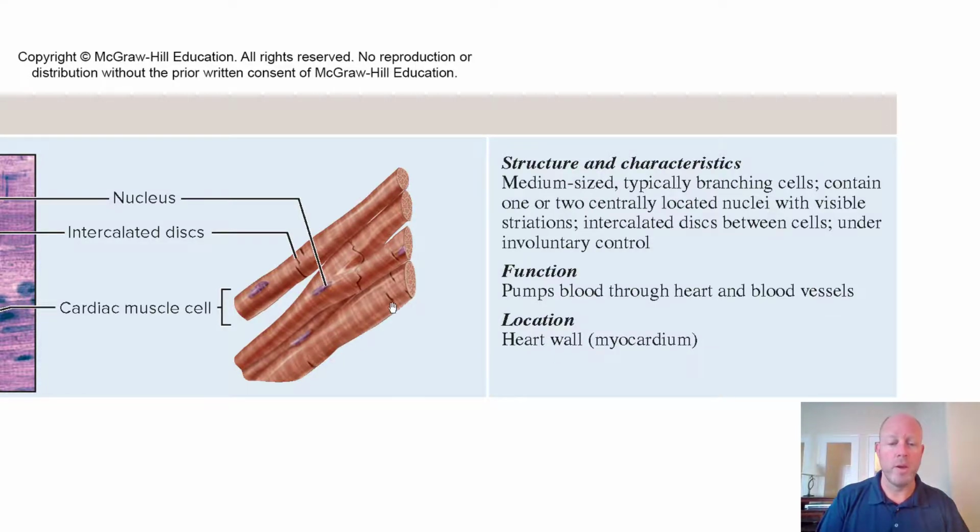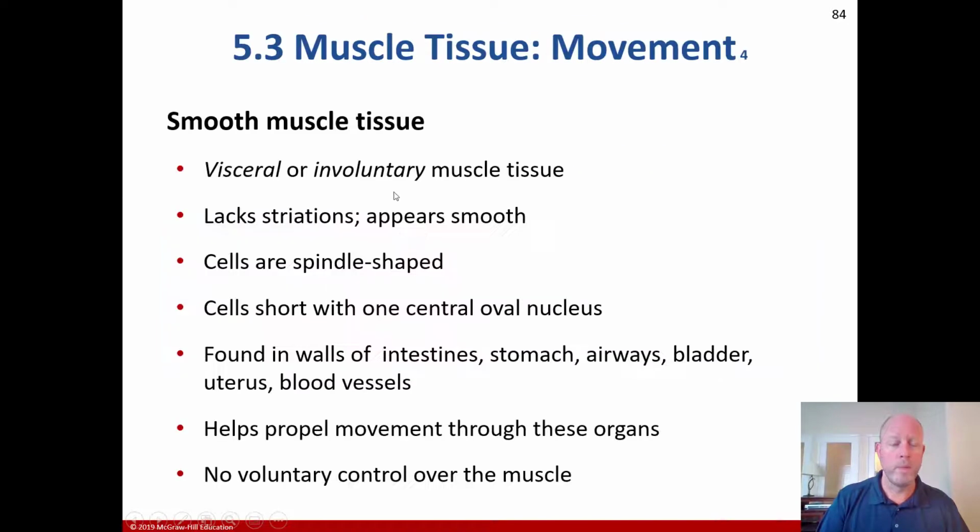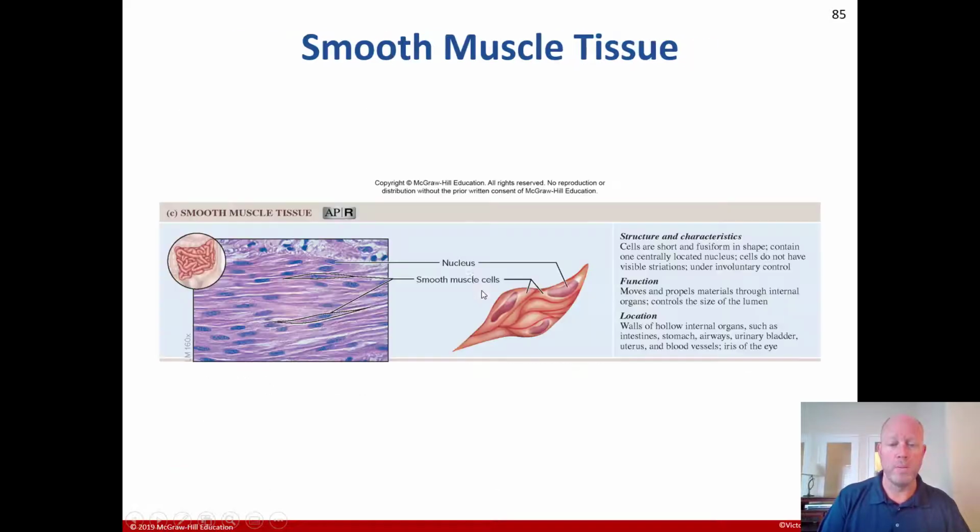And of course, the heart wall is called the myocardium. As far as smooth muscle tissue, we're talking about visceral involuntary muscle tissue, visceral like our organs, internal organs. Lacks striations, no striations now. It appears smooth. Cells are spindle-shaped. They're short with one central oval nucleus. They're found on the walls of the intestines, the stomach, the airways, the bladder, the uterus, and the blood vessels, and help propel movement through these organs specifically. No voluntary control over the muscle.